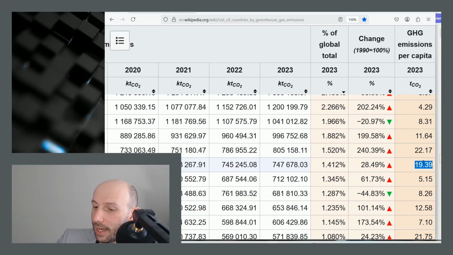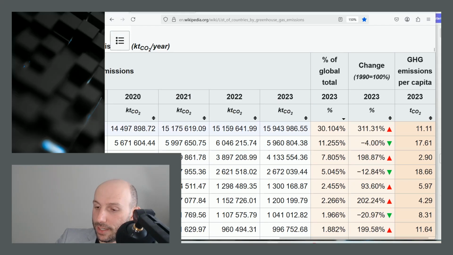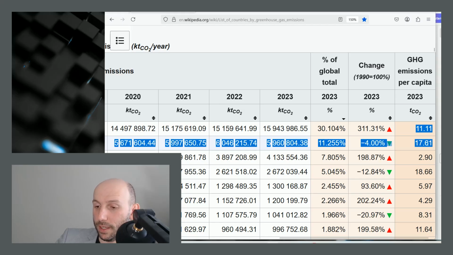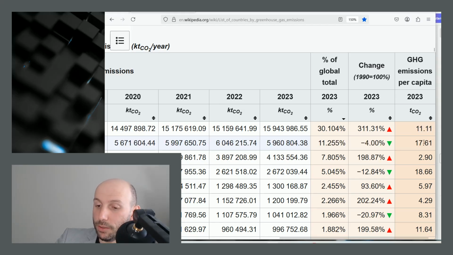Okay, but again, this is per capita. Canada has a small population. You're dividing by a smaller number. The result is bigger. China and the United States have much larger populations, right? So you're dividing by a larger number. You get a smaller value. Look at India, right? Look how small their per capita value is, right? Because they have a huge population. So you're dividing their emissions, this number here actually, the 2023 emissions, and you're dividing that by India's huge population, you get a smaller number, right?